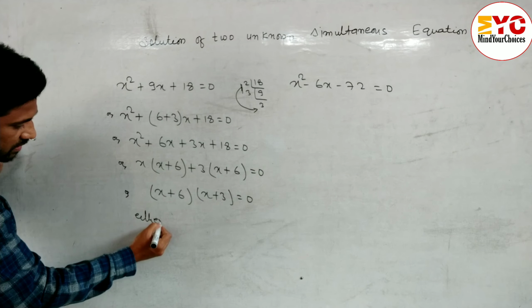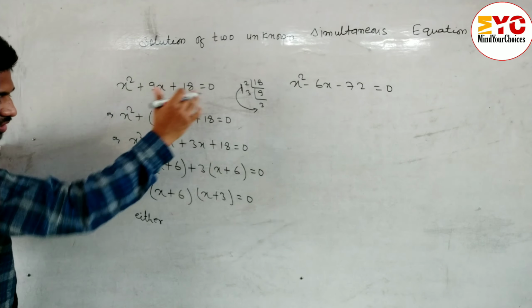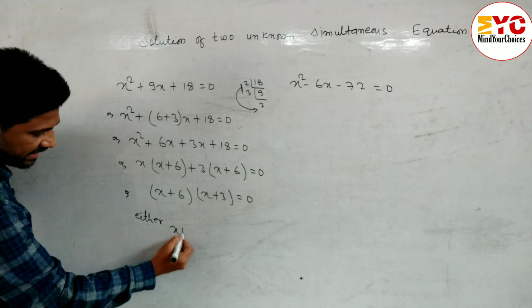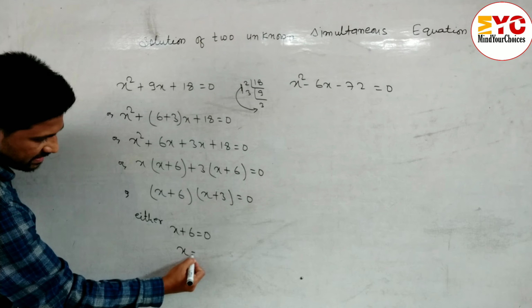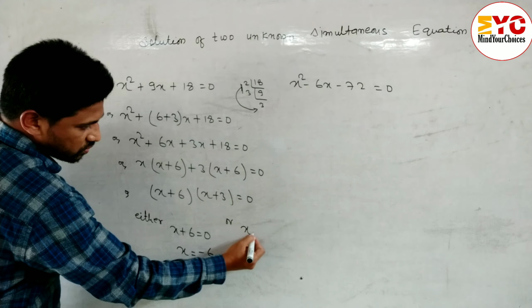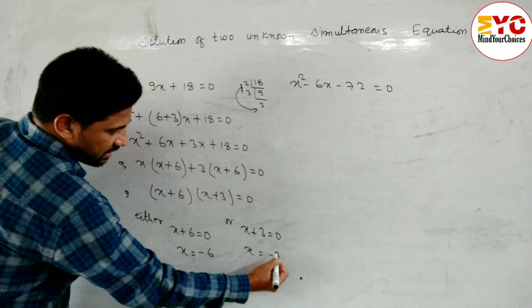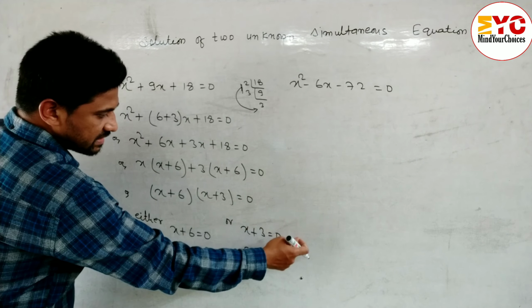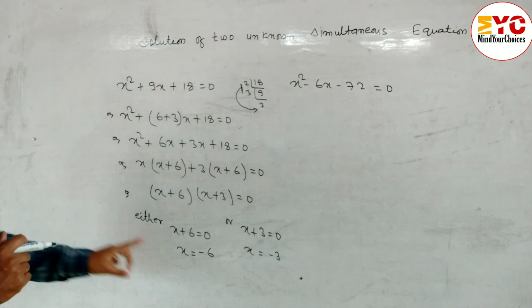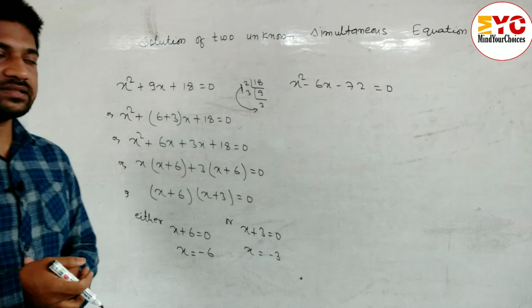We know the factorization up to here. Now we have to solve and find the solution of the equation. Either x plus 6 is equal to 0, so x is equal to minus 6, since here is plus 6. Or x plus 3 is equal to 0, so x is equal to minus 3. When you take a term to the right side, we have to change the sign. So the answers are x is equal to minus 3 and x is equal to minus 6. Now look at the next one.